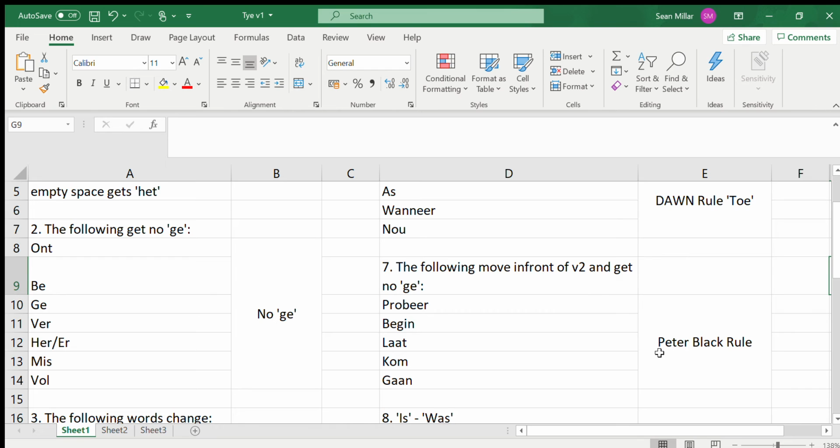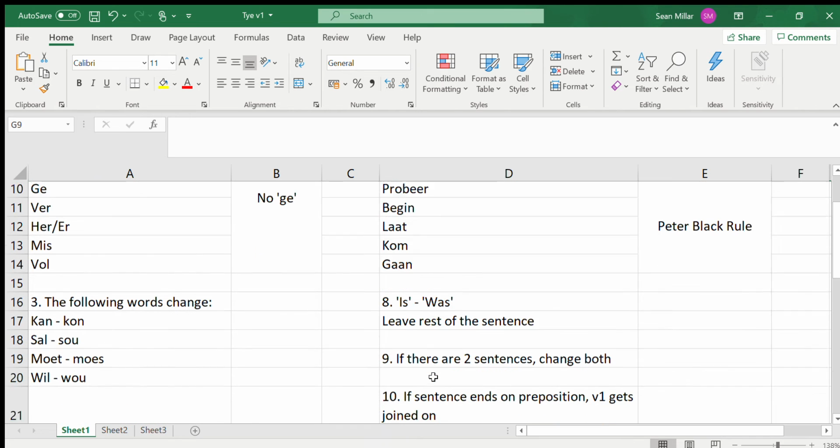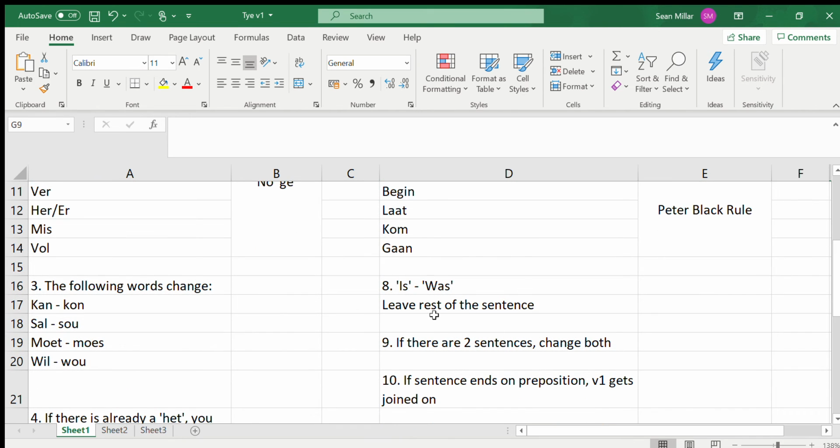These verbs include probeer, begin, laat, kom, gaan. And a nice way that I like remembering it, which is a bit weird, is Peter Black likes kissing girls. So probeer, begin, laat, kom, gaan. Then rule number 8 is if you have an is in the sentence, you simply change the is to was and you leave the rest of the sentence. You don't go and change the word order, etc.